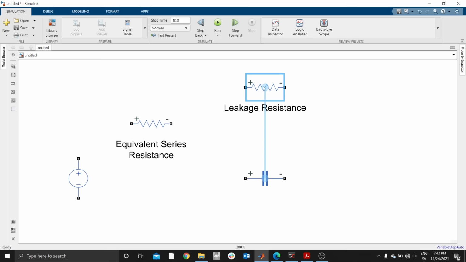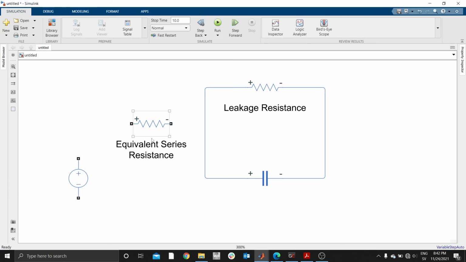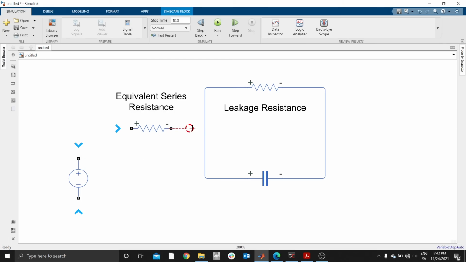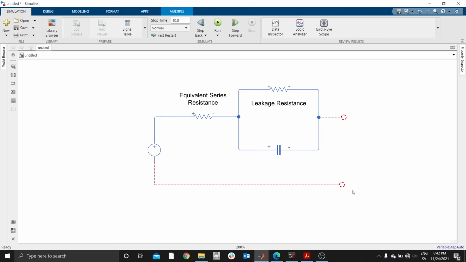The leakage resistance is usually connected in parallel to the capacitor. Then the equivalent resistance is connected in series with both the leakage and the capacitor. Then we need this minus, this is my negative, and you can drag a line here to be positive. Therefore, if you measure here, you can't get 100 because of the leakage resistance. But here is where we connect the load.